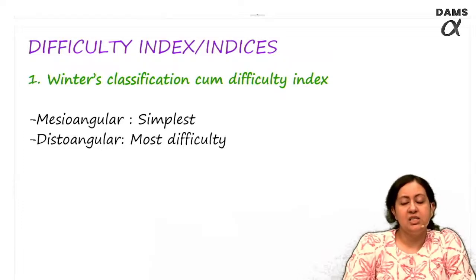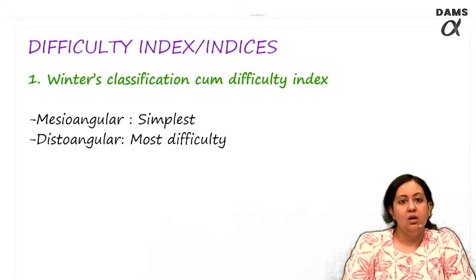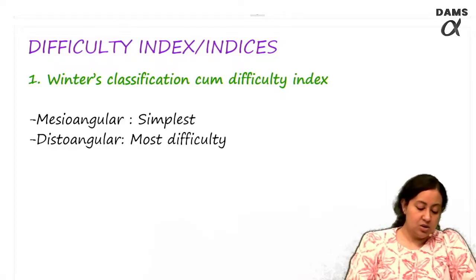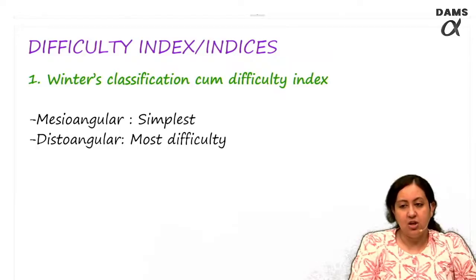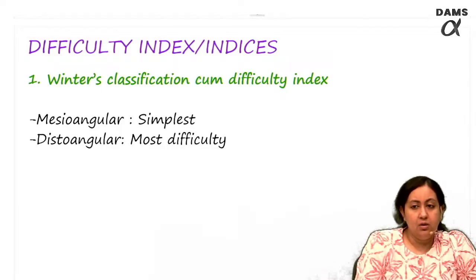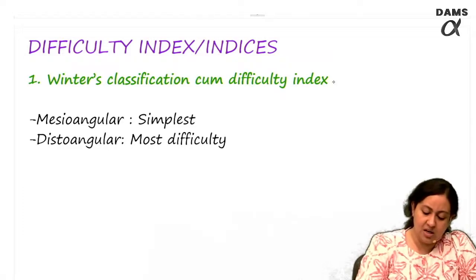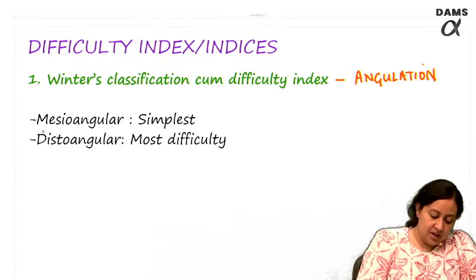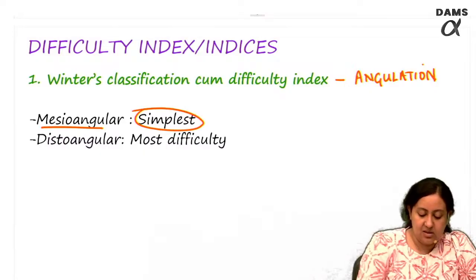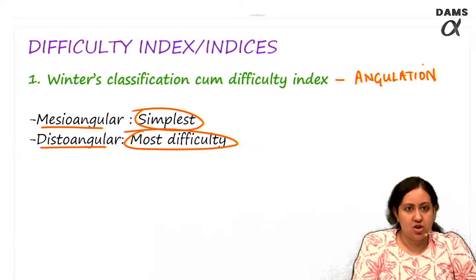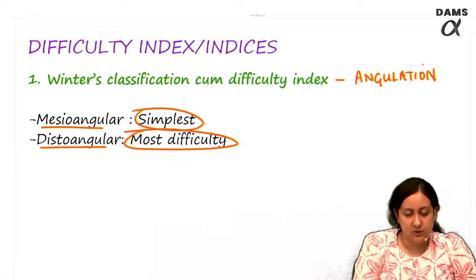Now your difficulty indices basically score the impacted tooth based on the Winter's classification and also the Pell and Gregory classification. Now when Winter was giving his classification, he also gave his thoughts on the difficulty of the impacted tooth. Winter's classification was according to the angulation. So he simply stated that if it's a mesioangular tooth, it's the simplest type of impaction, and if it's distoangular, it is the most difficult type of impaction. This is what he stated.